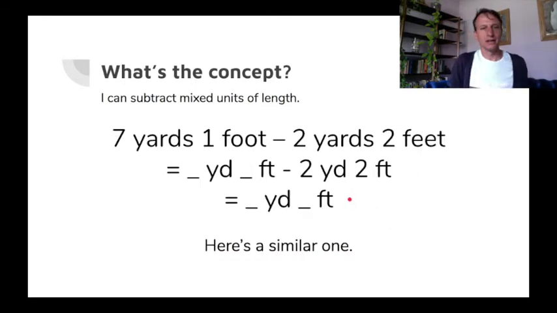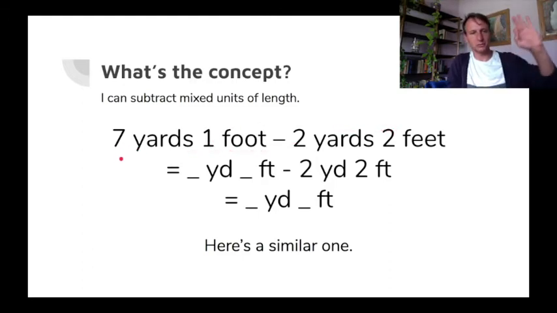All right. Yards and feet we can do as well. 7 yards, 1 foot minus 2 yards, 2 feet. Okay, same thing here. The reason we have to regroup, by the way, you don't just automatically always regroup. We say, oh, I can't do 1 foot minus 2 feet. So that's why we're regrouping here, the same way we do in regular subtraction.